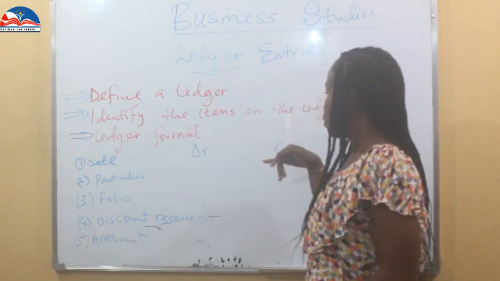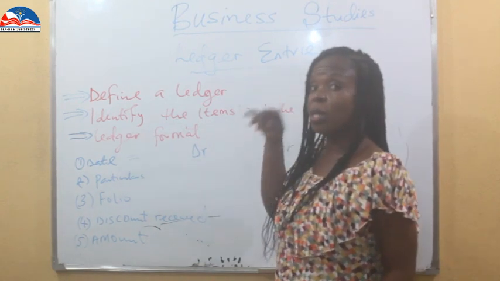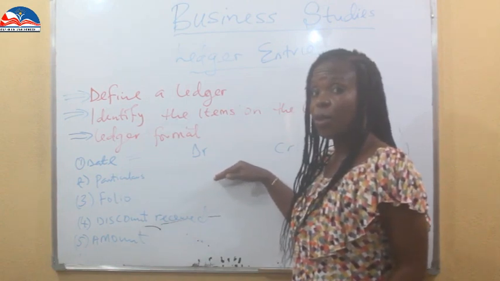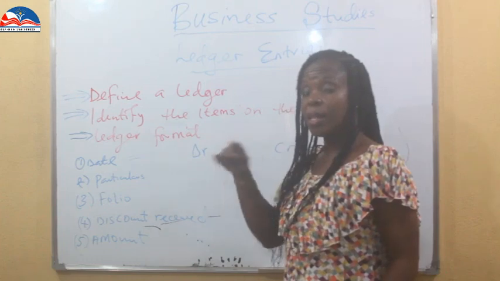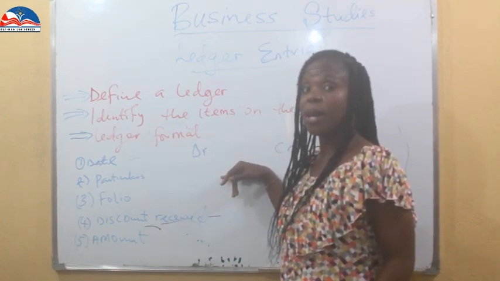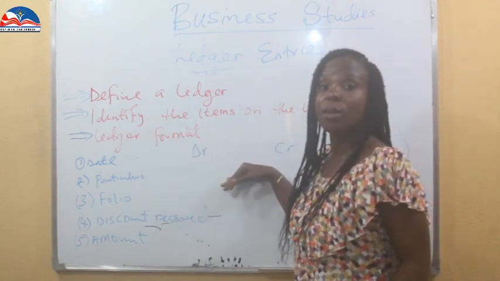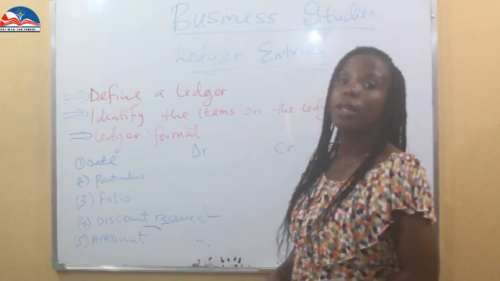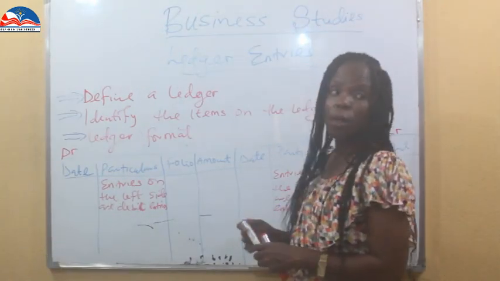So remember that there are principles that we discuss in our journal entry. Go watch that video and see the principle of double entry as it applies in there, because we are still going to use those principles in our ledger work. So let's see the third objective, which is the last objective, format of a ledger. What is the format of a ledger?